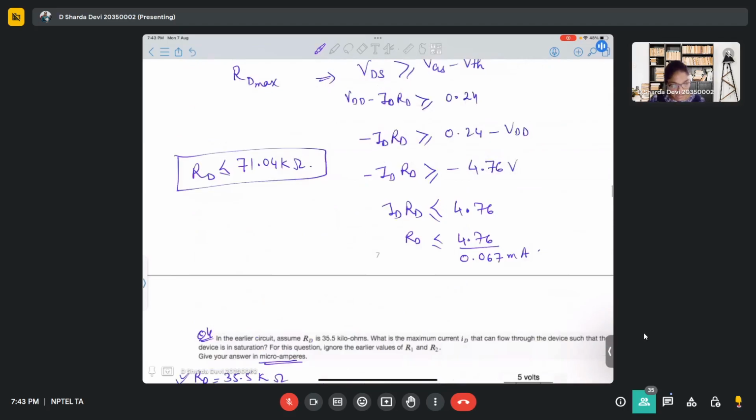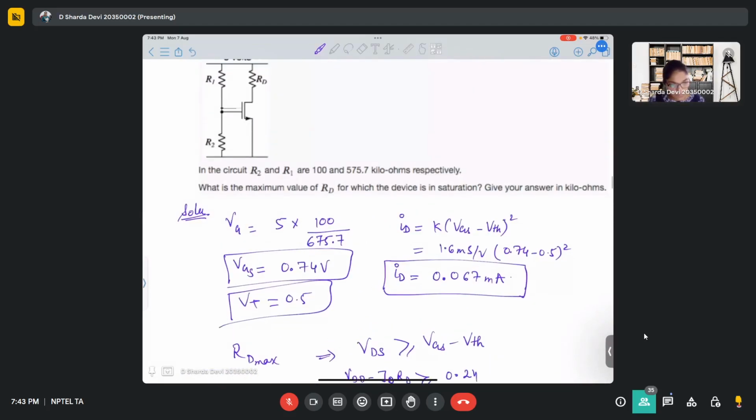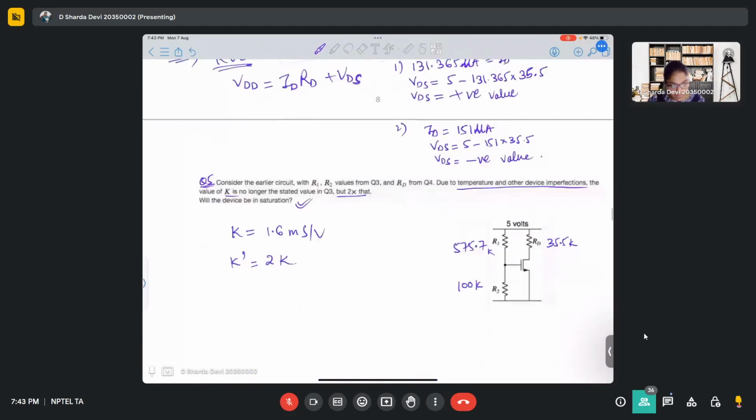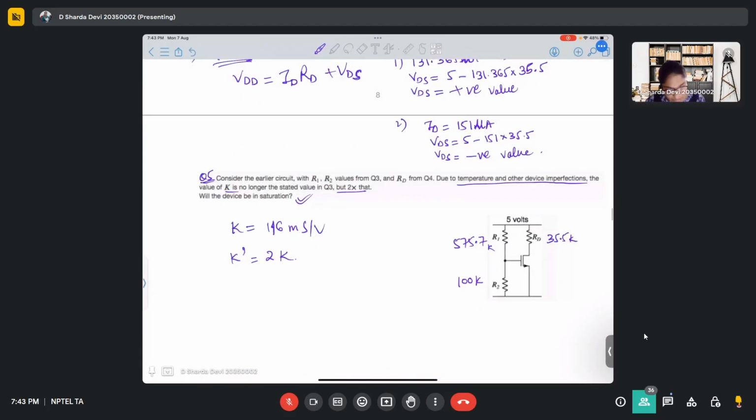For this particular condition, it's 1.16 millisiemen per volt, which was the earlier condition. Now it has become K dash. So the question is, will the device be in saturation? What will be the first step that we will do to solve this problem? I think we need to find the ID, and from ID we'll get VDS. Yes. So first we need to find the ID.